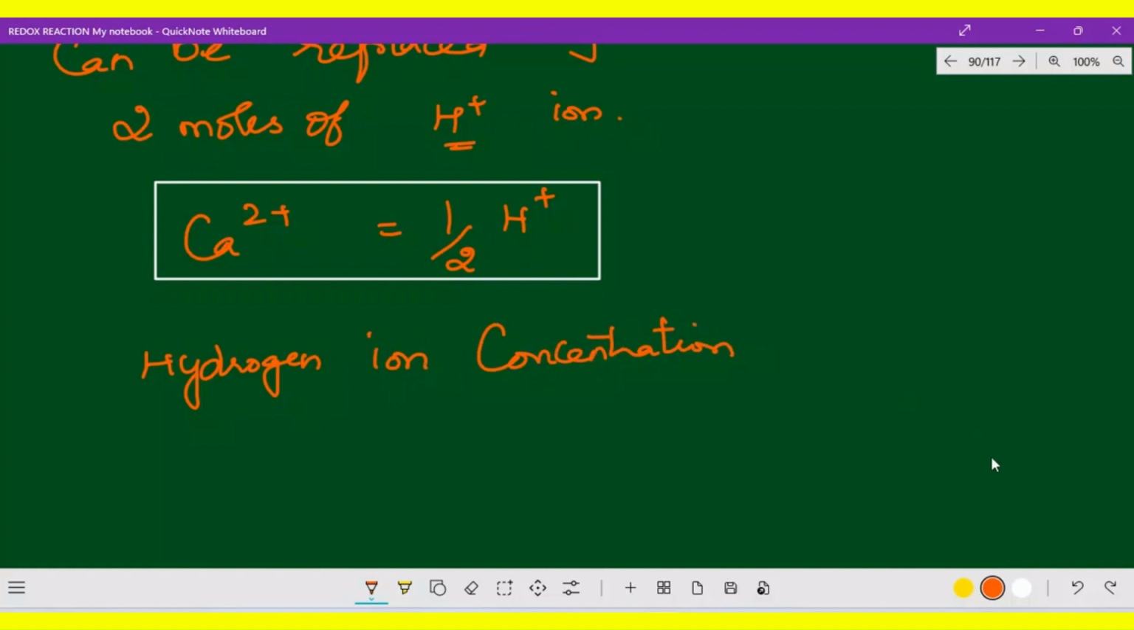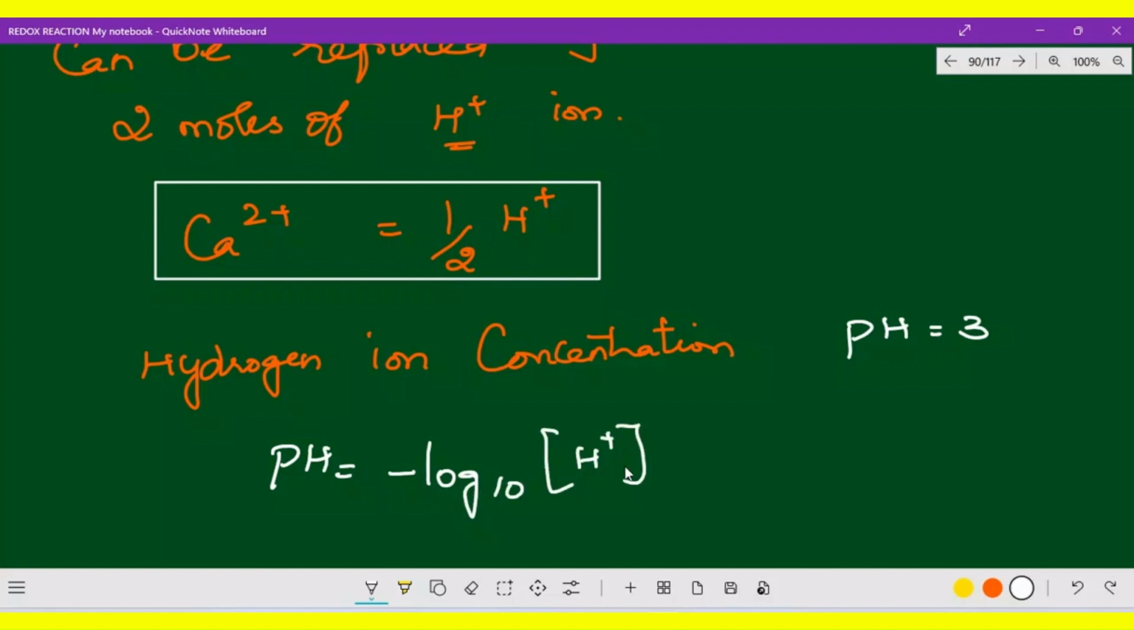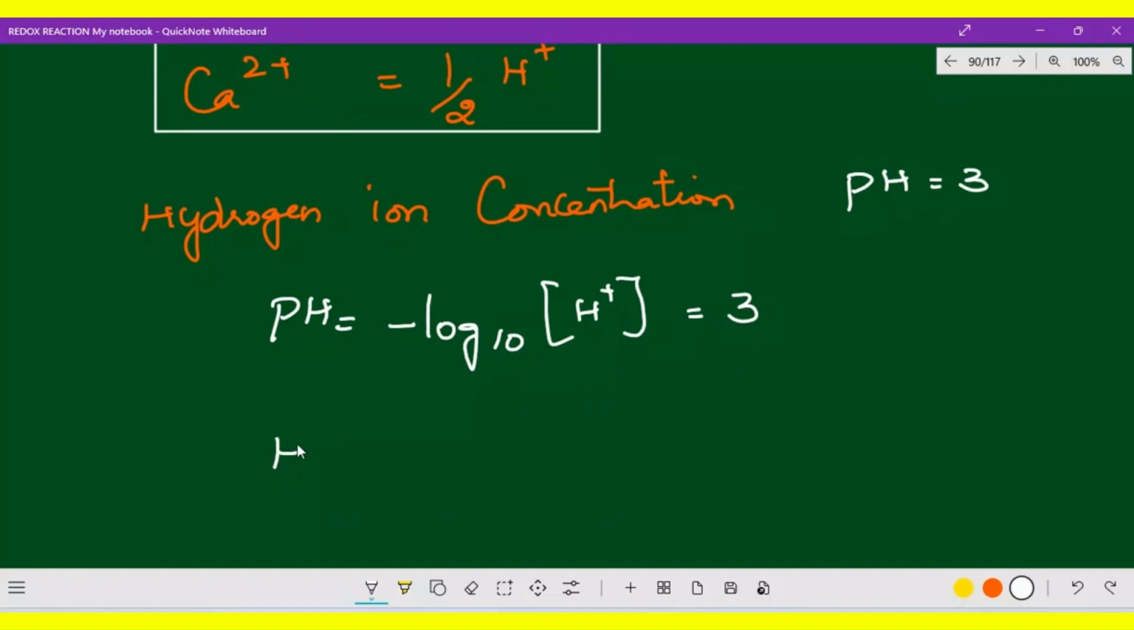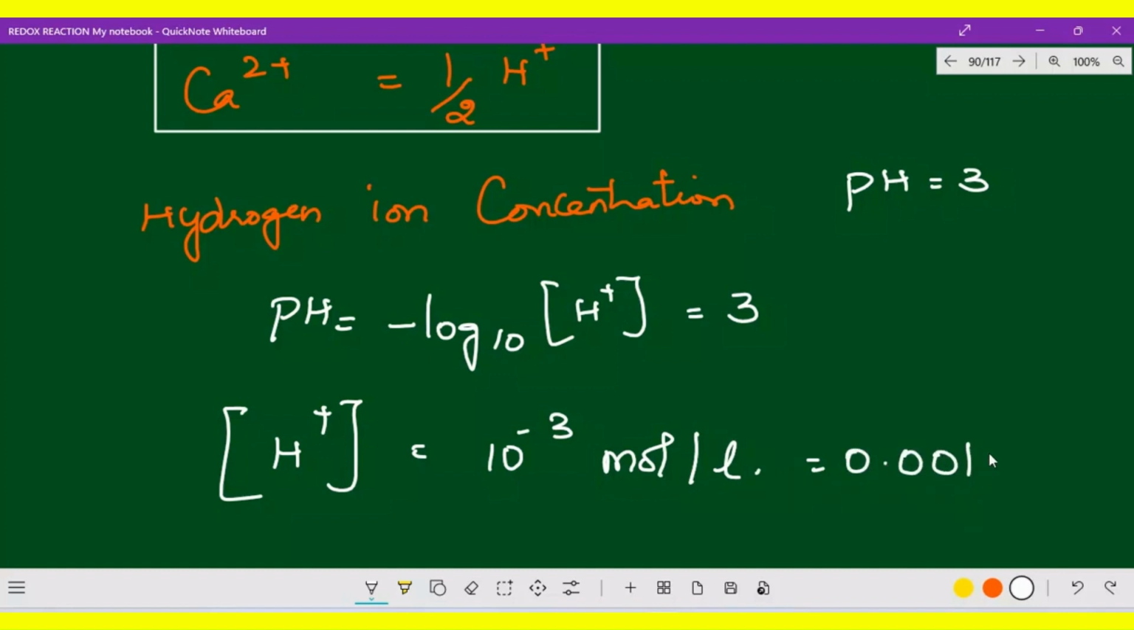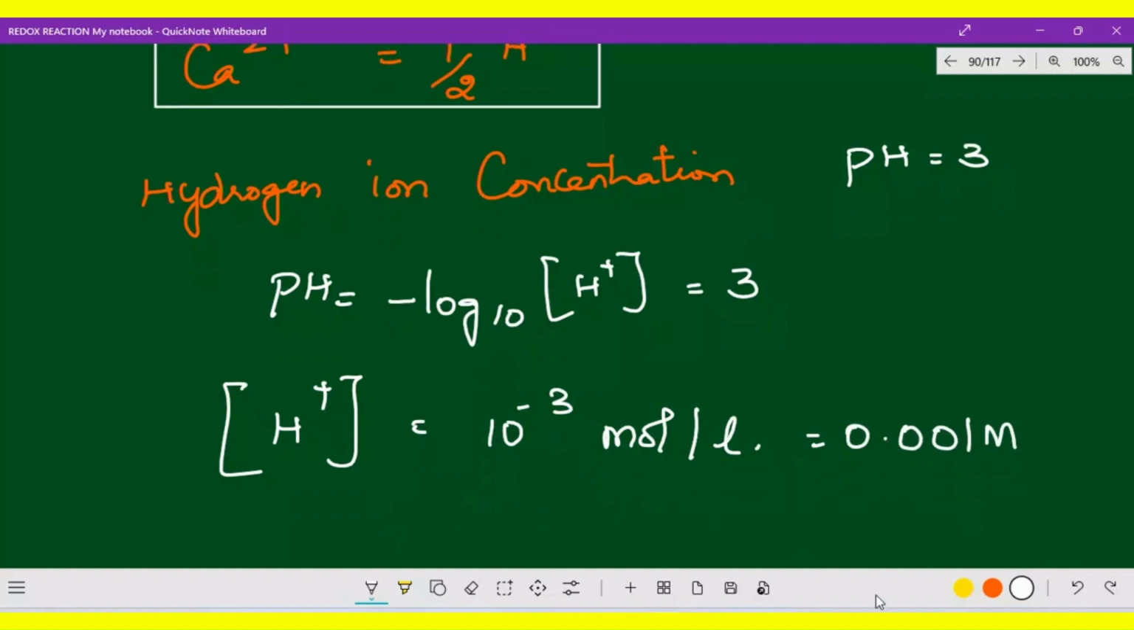So, hydrogen ion concentration, how do we identify it? Here they mention pH equal to 3. Generally, what is the formula for pH? pH equals minus log10 of the concentration of H+ ion, that is equal to 3, right? So the concentration of H+ ion equals 10 to the power of minus 3 mole per liter. Can we bring it in that way? 0.001 molarity concentration. So molarity we can bring.